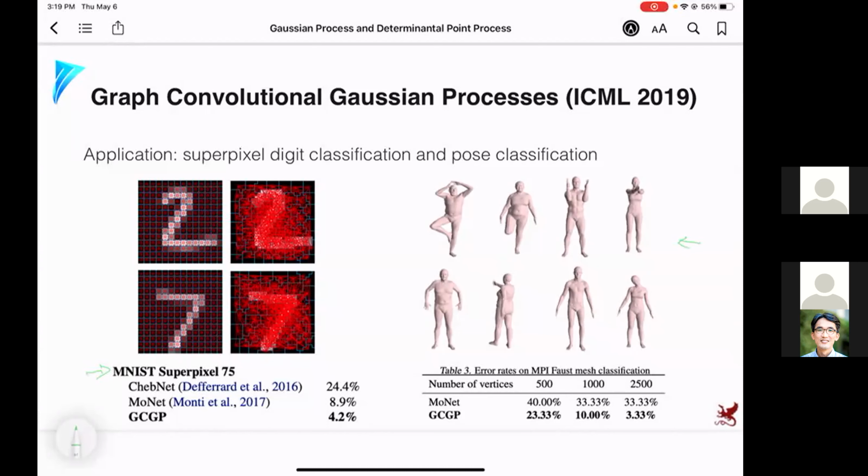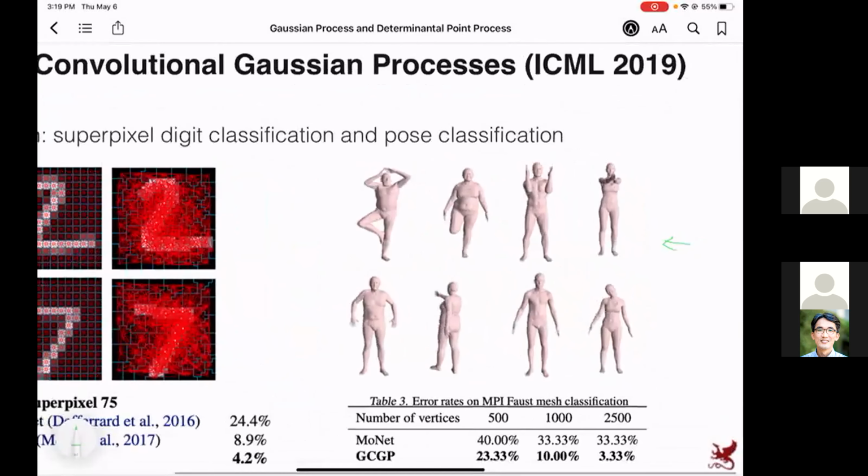They have 10 different people, and for each person, they record 10 different poses. So in total they have 100 data sets. You see some meshes, say 70 out of these 100 different meshes. And for the other 30, they want you to predict which person this is. So this is a mesh classification prediction. And in this case, if we use enough vertices, say 2,500, their model actually gives quite good results with a very low error rate.